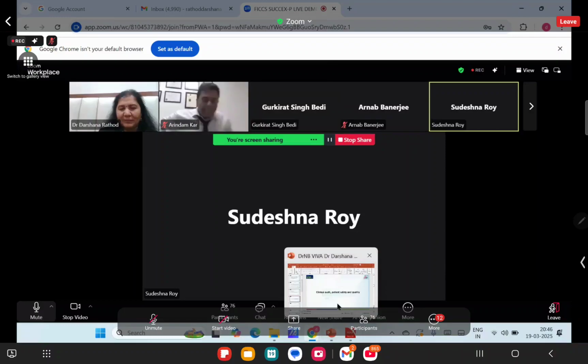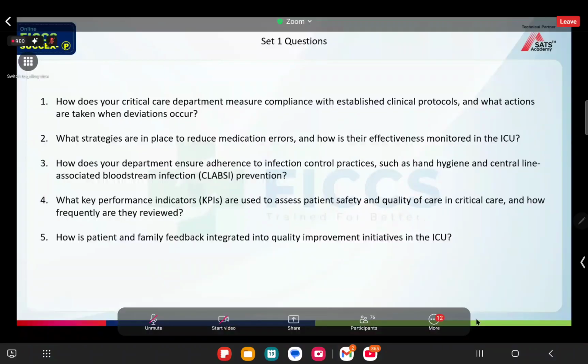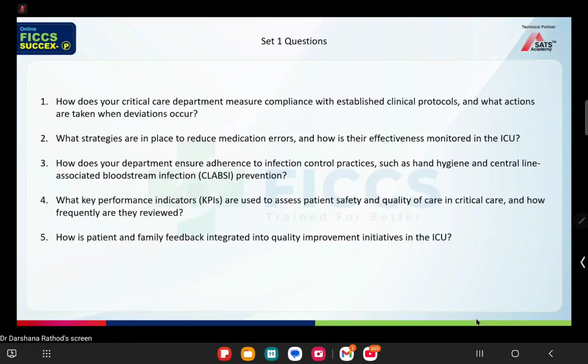So first question is, how does the department measure compliance with clinical protocols, and what actions are taken when they are found to deviate? Ma'am, protocol compliance. Yes, quality. So mention one protocol that your entity is following, and then we will add them.